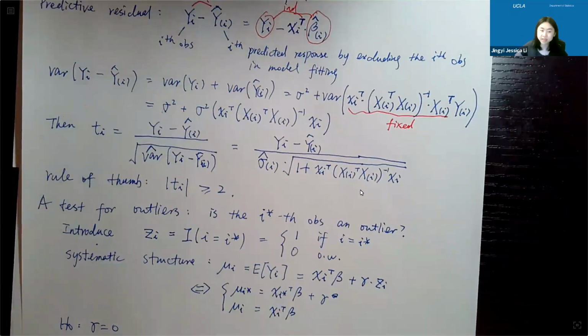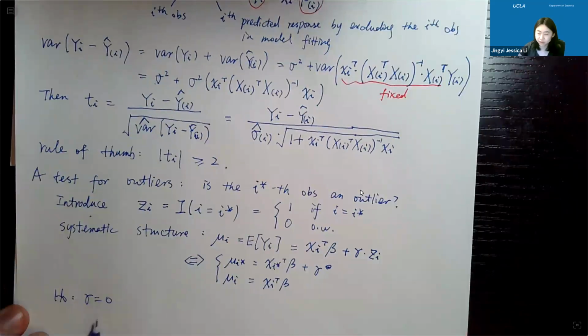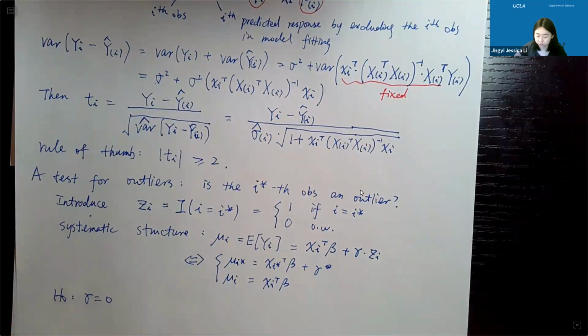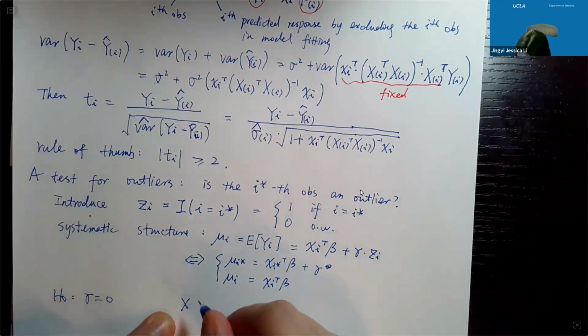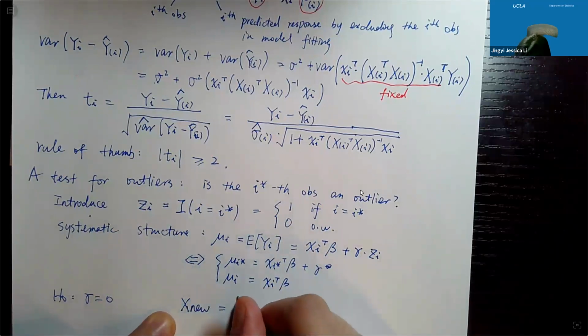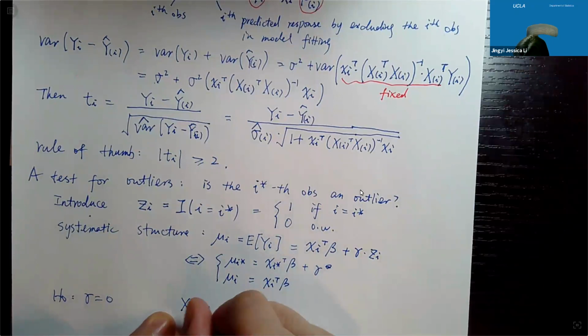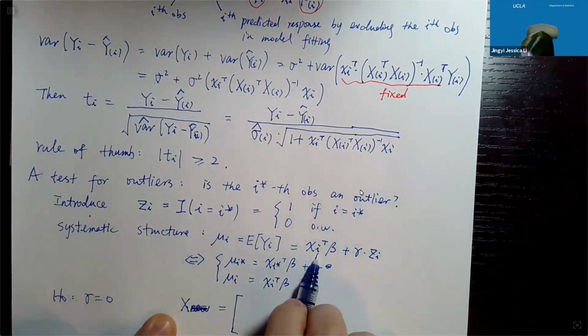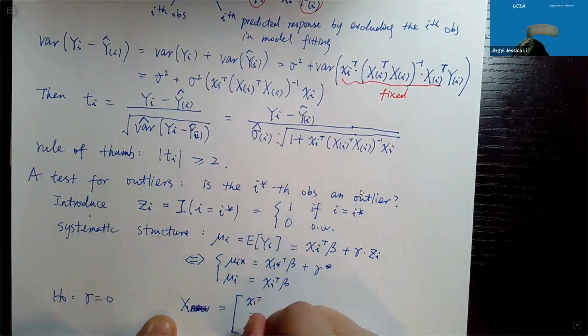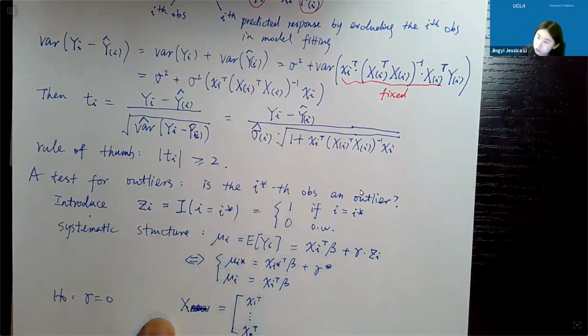And we know that we can try to do a t-test to answer this question, because now gamma becomes one parameter in our linear model. And the new design matrix is just our original design matrix, x1 transpose to xn transpose, with an additional column corresponding to the binary indicator.